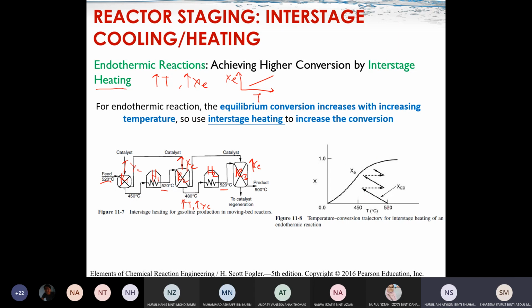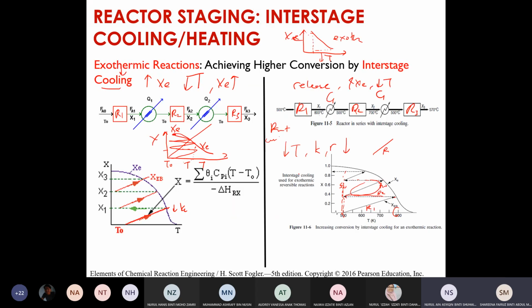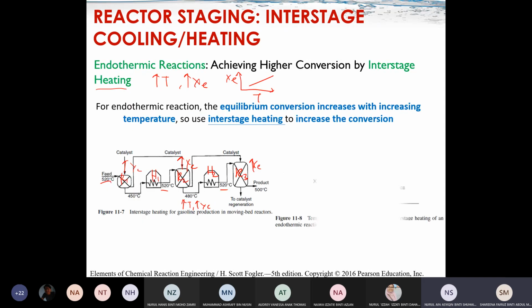Okay, so for 520, before this it goes to the right side. Okay, tapi dekat sini dia terbalikkan dia. It proceeds to the left side. Okay, so for 500 to 450, this would be the reactor 1.